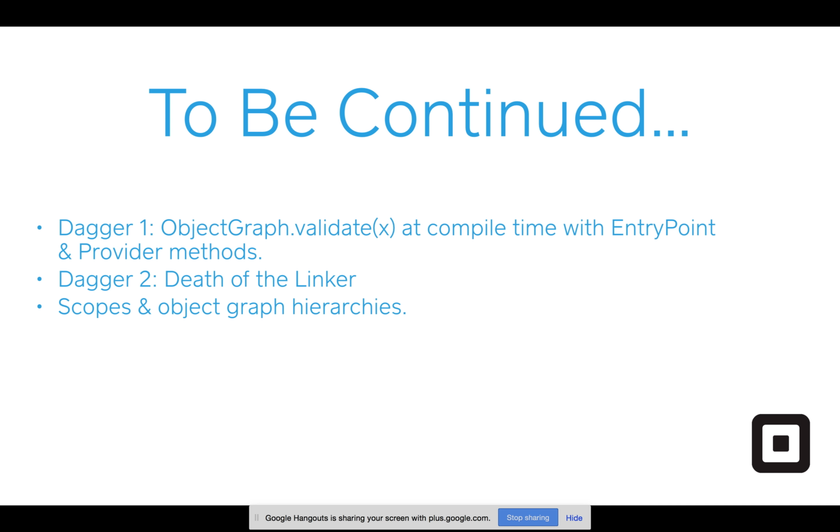Dagger 2 gets rid of the linker and just generates a class for every single object graph, or it generates an object graph class. It's kind of merging them together. And then we haven't talked about scopes and hierarchies, and that's all I had because yeah, it's 15 minutes. I'm happy to take any questions. That's it.